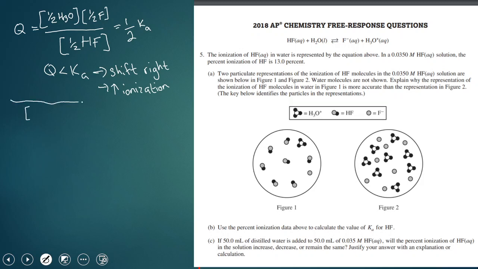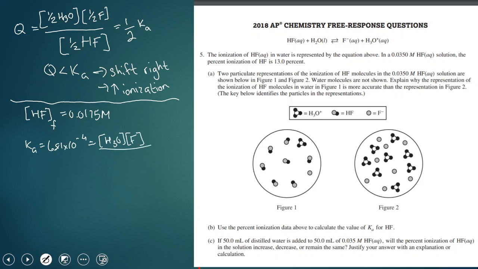So we know that the new concentration of HF is going to be 0.0175 because we divided the original 0.035 by 2. We know our Ka is going to be 6.81 times 10 to the negative 4, and we know that this is equal to H3O times F over HF. And we know that the concentration of H3O and F is the same. So I'm just going to say for both of these, let this be X. So then I get 6.81 times 10 to the negative 4 is equal to X squared over 0.0175. So X is equal to 0.00345.